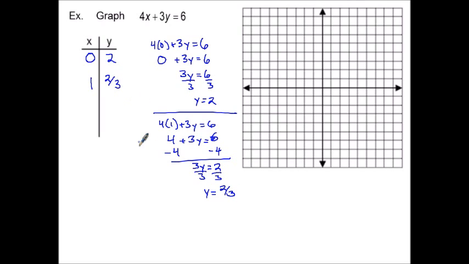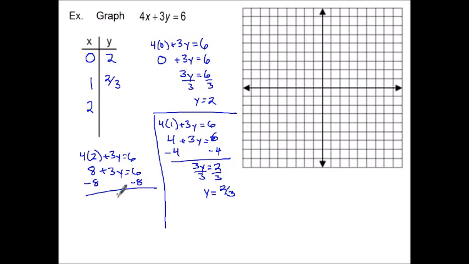I'm a little cramped for space, so hopefully when I pick a 2, I can have something come out nice. 4 times 2 plus 3y equals 6. I'll put a little line here to separate everything that's going on. That becomes 8 plus 3y equals 6. Again, I'm now subtracting 8 from both sides, giving me 3y equals negative 2. Dividing through by the 3 now gives me y equals negative 2/3.